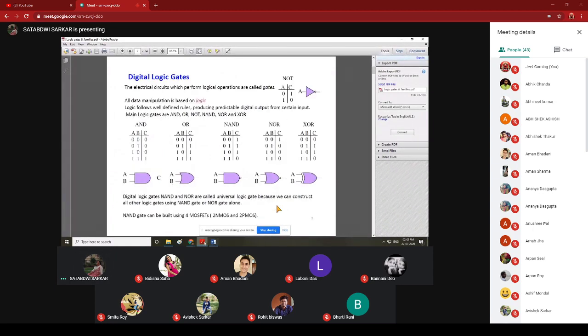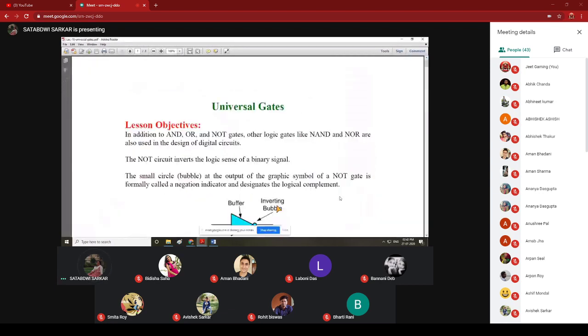Okay. Now, I want to start the universal gates. Oh, I think I forgot to tell you the IC number of XNOR gate. The IC number of XNOR gate is 7486, and you have to keep it in mind that all the IC numbers you have to remember before doing the lab. So, universal gates.